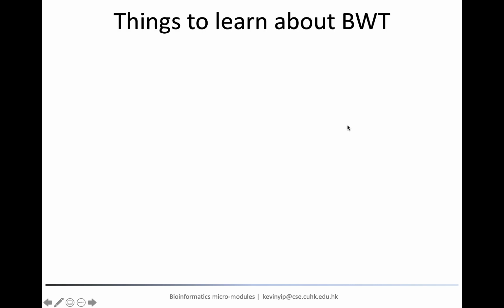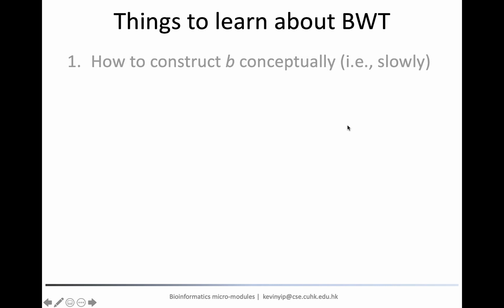There are several things that we want to learn about BWT. The first thing is how B can be constructed from S conceptually, which we just talked about. The second thing is how we can construct B from S efficiently without materializing all the rotations and sorting them. And we have already covered this topic in the last module.